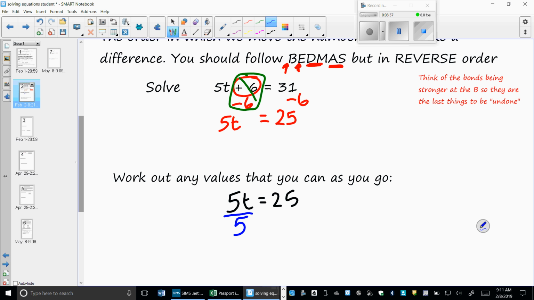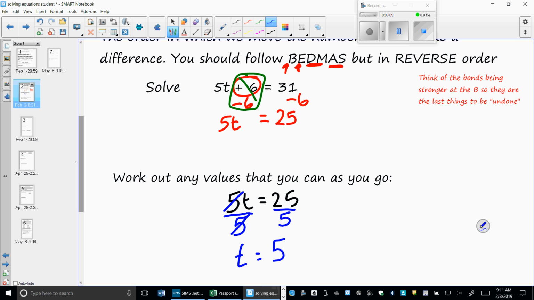Now, best way of doing it when we're doing these is to probably show with a line as our division, okay? So rather than use the division sign, because sometimes our answer ends up being a fraction, okay? Now, we know the rules of fractions is that if you've got the same thing in the top and the bottom, we can cancel them out. So that's why that's gone, and I'm just left with a t. And then 25 divided by 5 is 5.